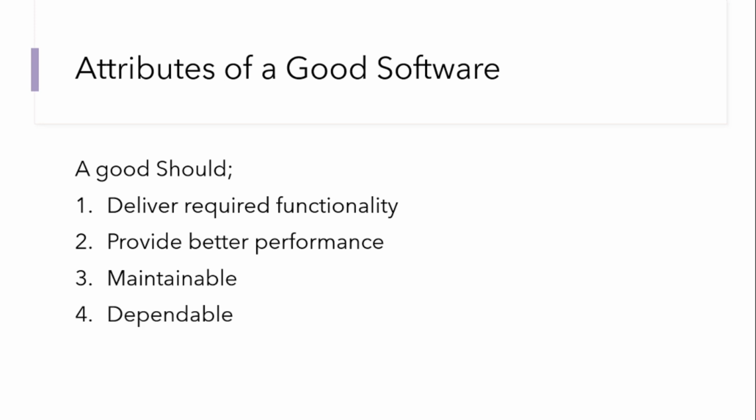Then we have dependable. Dependable in the sense of security and reliability. The software should be reliable, as in keep track of all information that the user wants or the client requires. The software should be secured in such a way that a third party can't have access to it. And then usable. The software should be easy to use, in other words, user friendly, so that it will be easy for the customer to use in achieving his task within the shortest possible time.